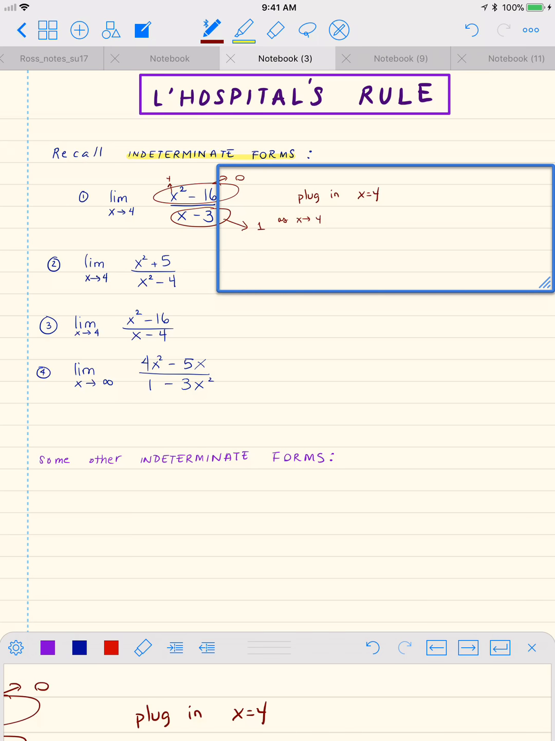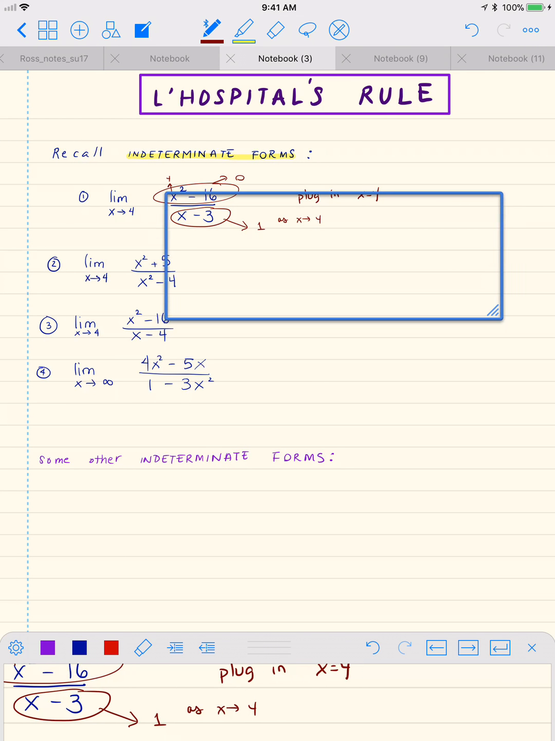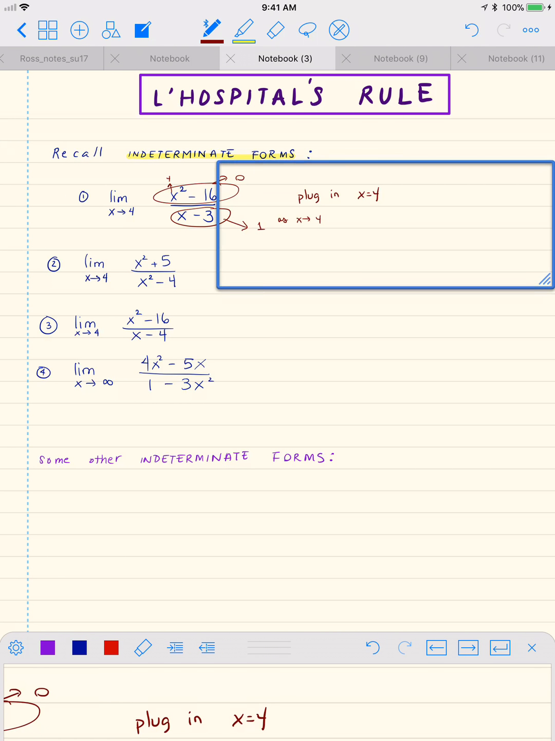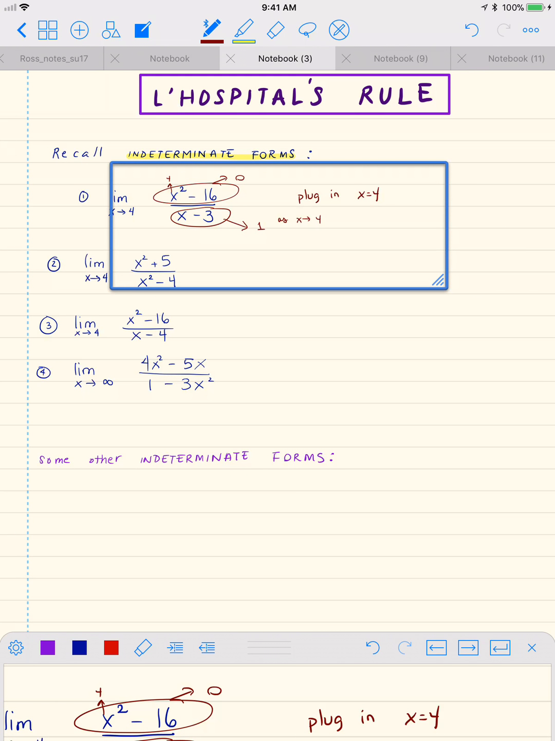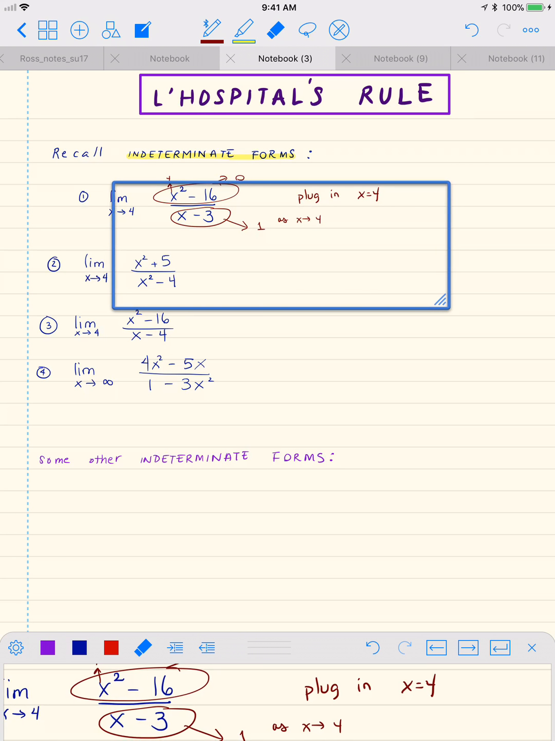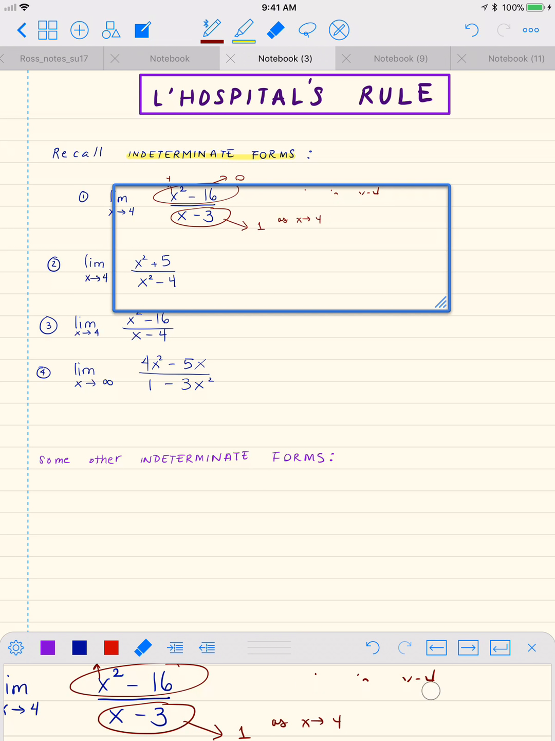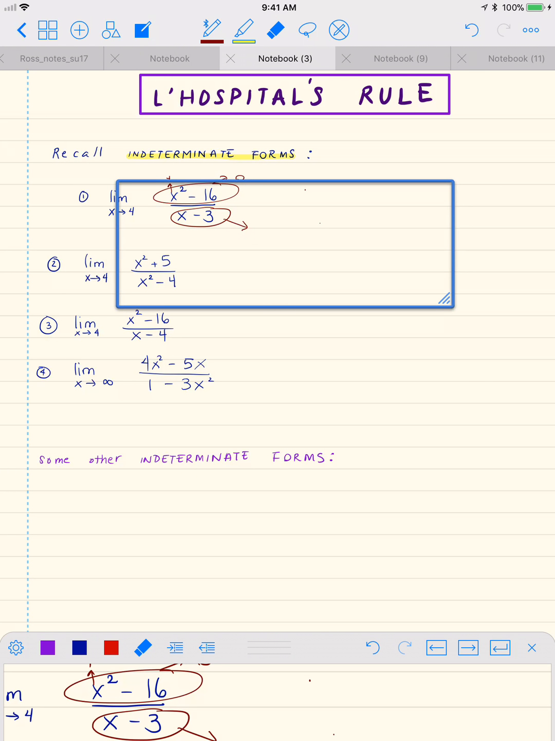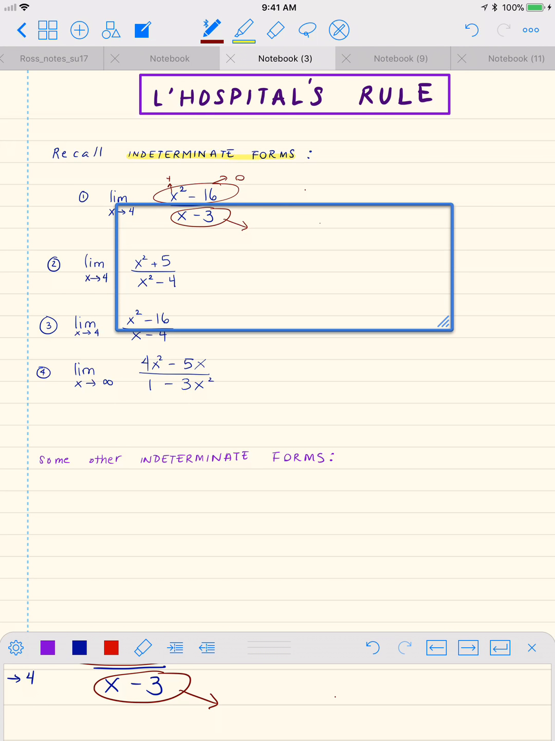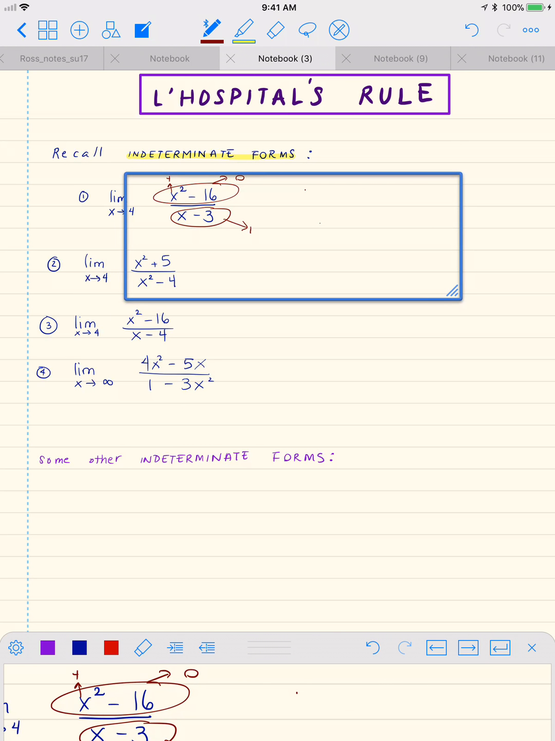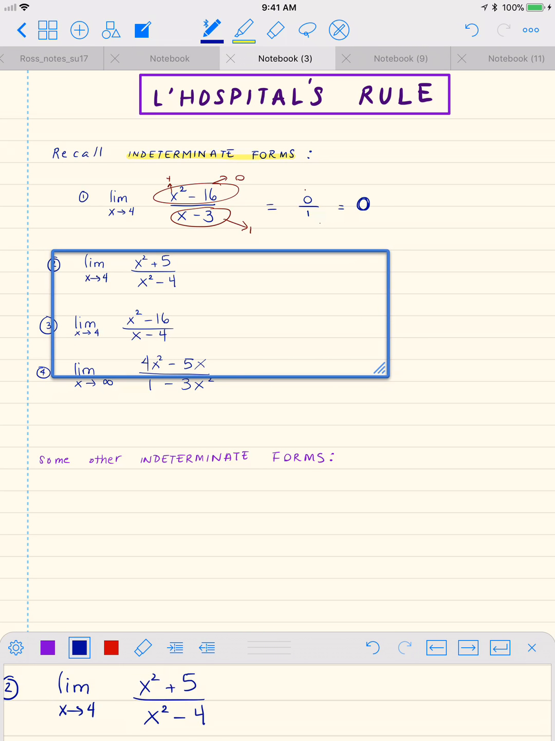So we can say, since the numerator approaches 0 and the denominator approaches 1, our limit is going to be equal to 0 over 1. Sorry, not 1, it is equal to 0. Okay, let's look at our second example.